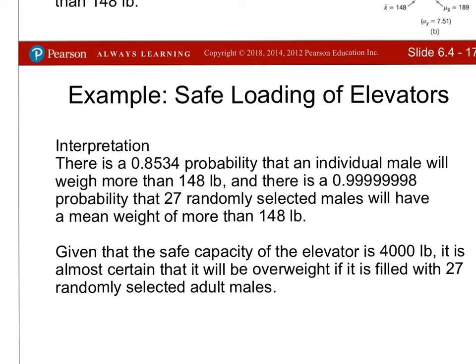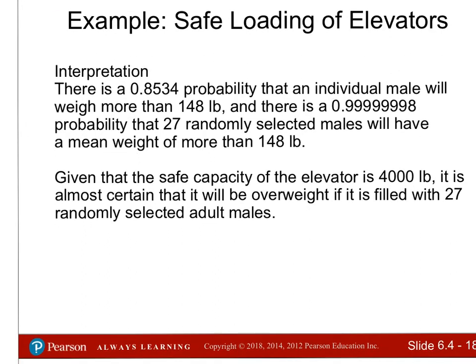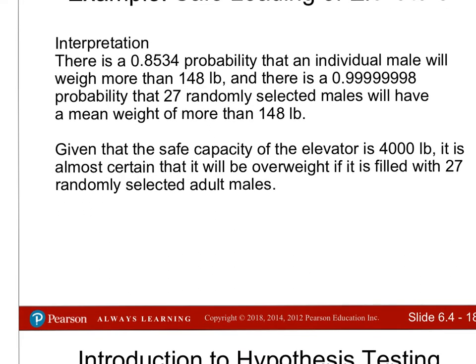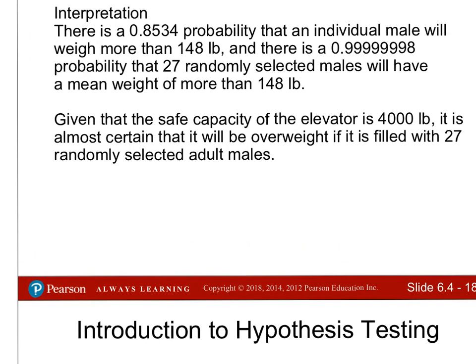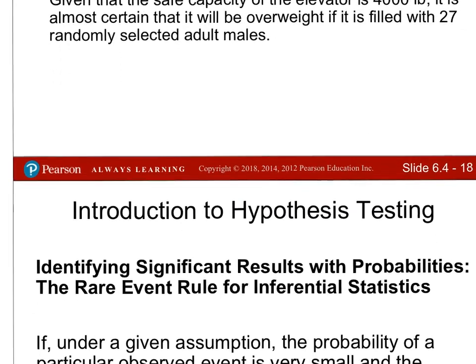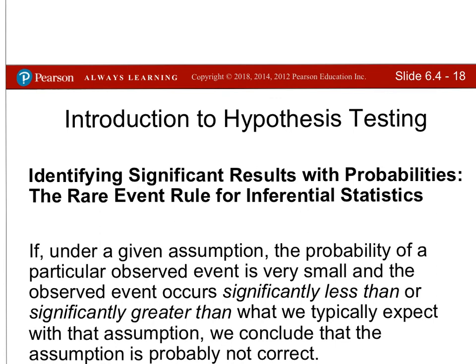Okay, so the interpretation is there's an 85% chance that a single man weighs more than 148. And there's a 99.99% probability that the average of 27 randomly selected males would be greater than 148. So given the safe capacity is 4,000 pounds, it's almost certain that it will be overweight if it's filled with 27 men. Okay. All right. And so that's how this proceeds.